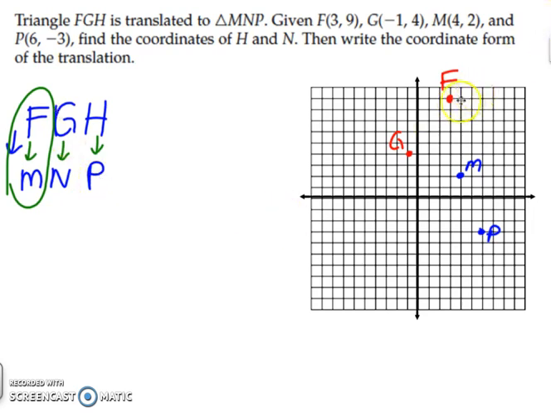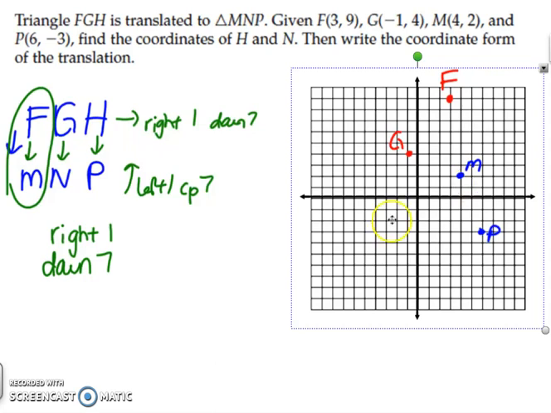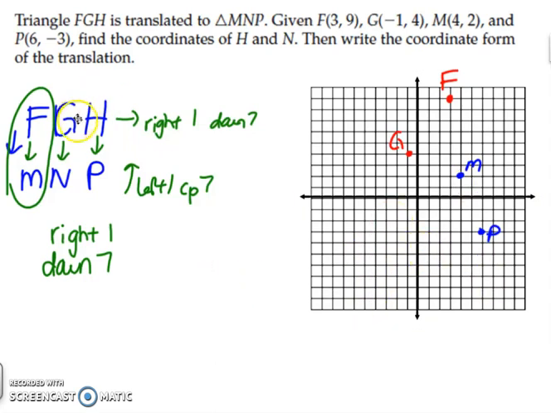So how can we go from F to M? Well, I need to go right 1, and then I need to go down how many? 1, 2, 3, 4, 5, 6, 7. Okay, so if I start with this triangle and I go right 1 and down 7, I should get this M and P triangle. But if I want to go backwards, I should go left 1 and up 7. Okay? All right.